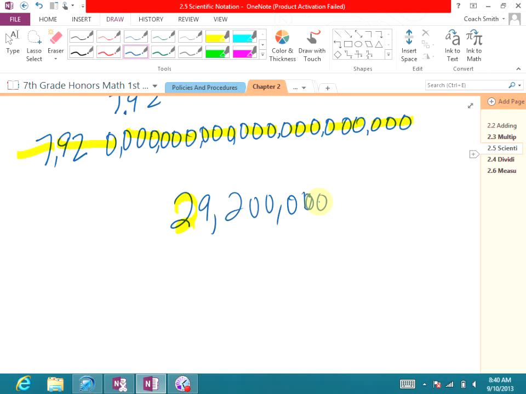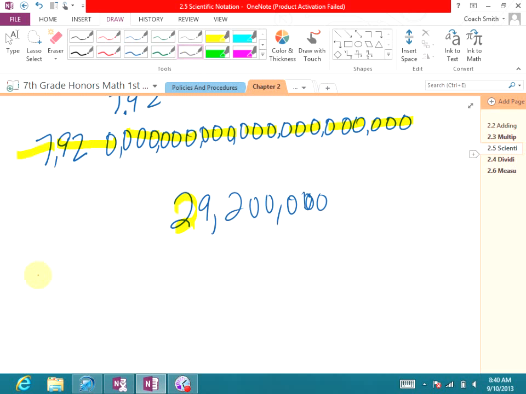Now, this number obviously is not that big. When you get into algebra, calculus, pre-cal, things like that, your numbers are obviously going to be larger. If you get into the science field, you're going to deal with numbers a lot larger than 29,200,000. But for our purposes, let's see how we do it.